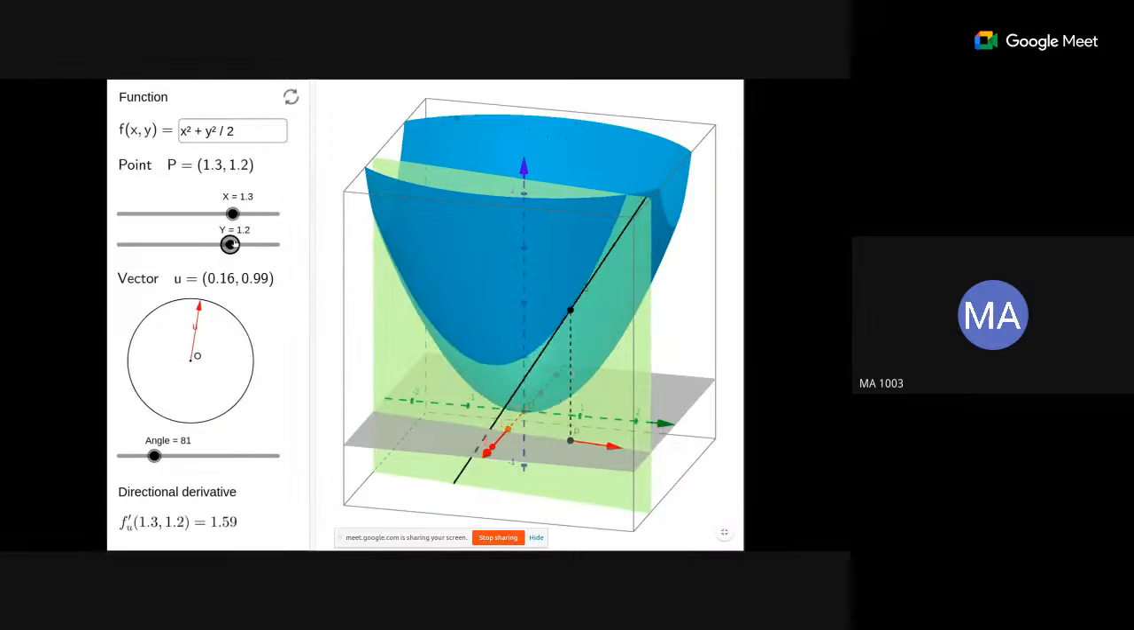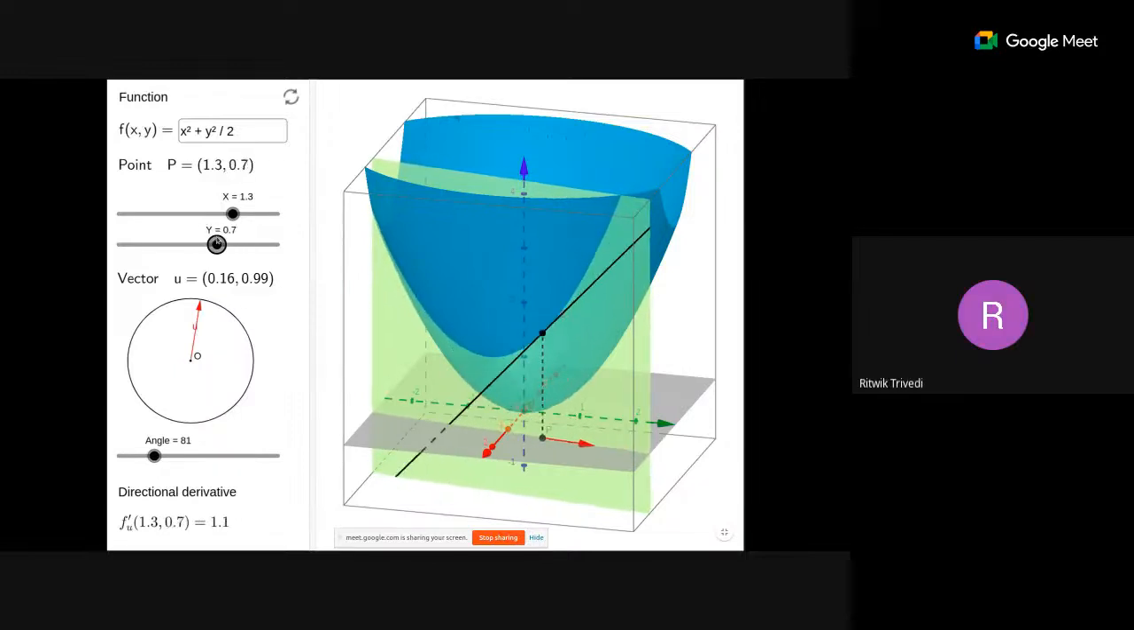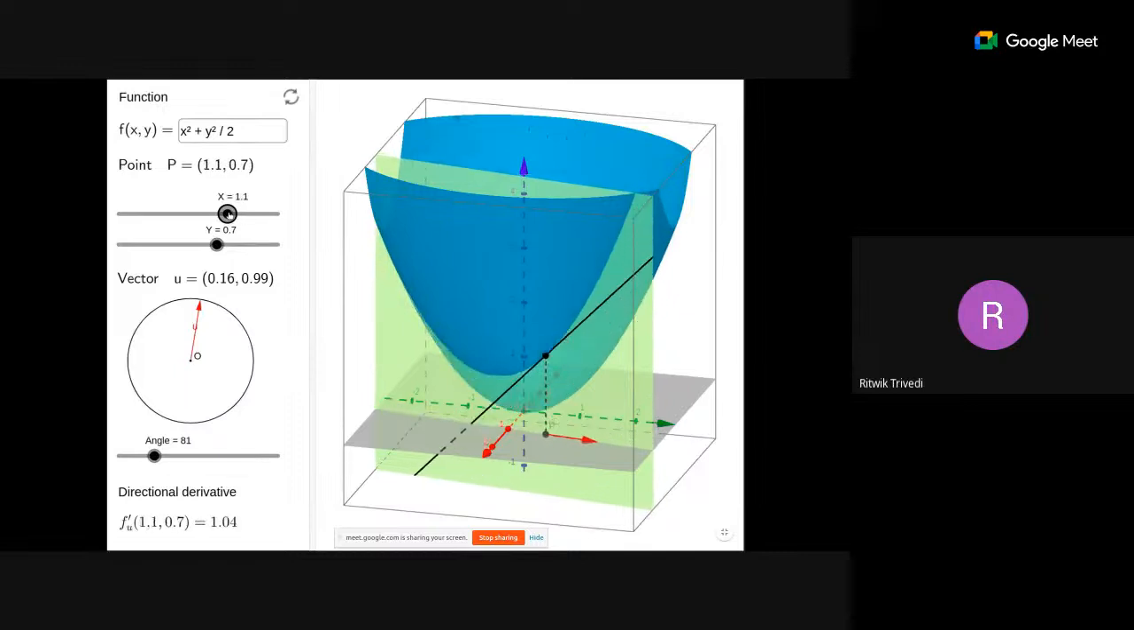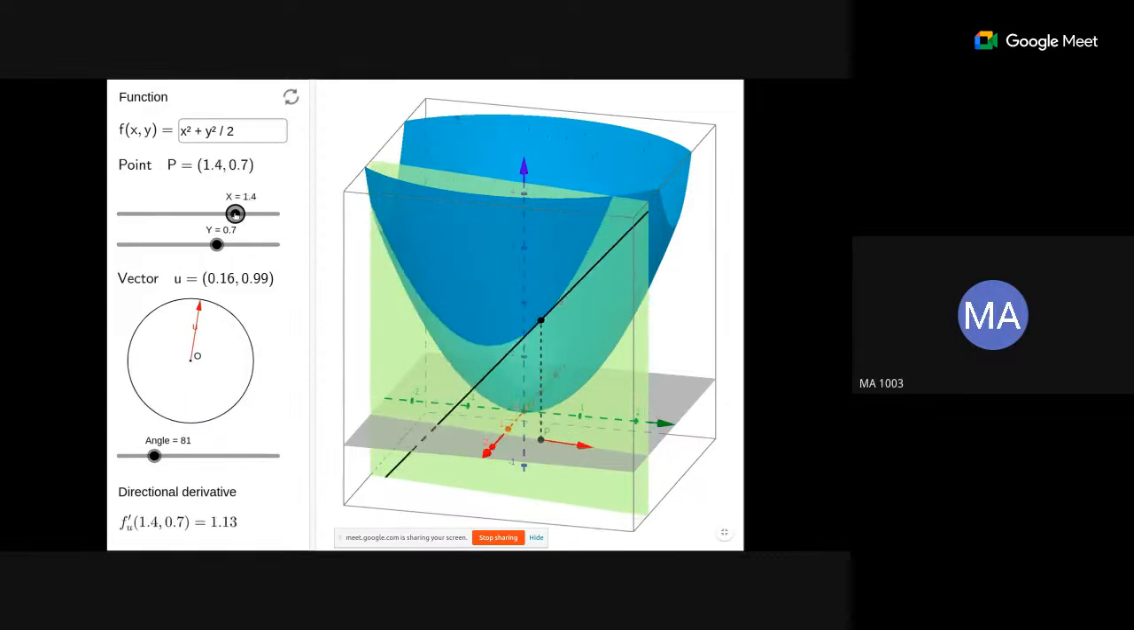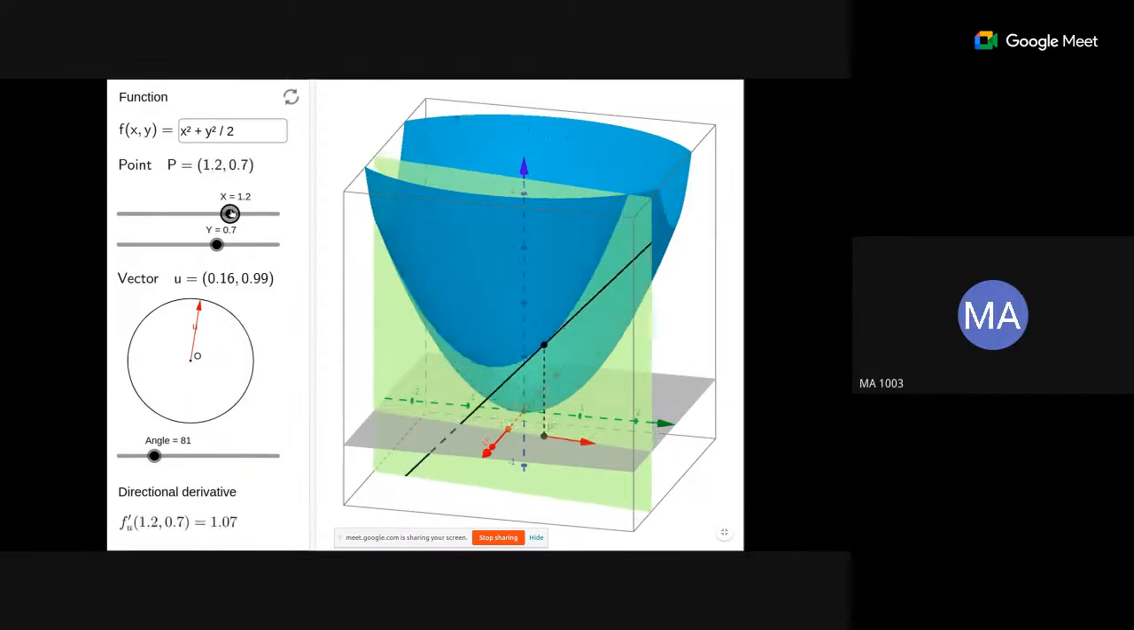If we change y, this will move front or back. So if we are changing the point, the directional derivative is not changing because the slope is not changing, right? No, it will change, no? We are shifting the point only, but the direction of the tangent will change because the tangent is moving. Can you see the tangent is moving? So the slope is also changing.